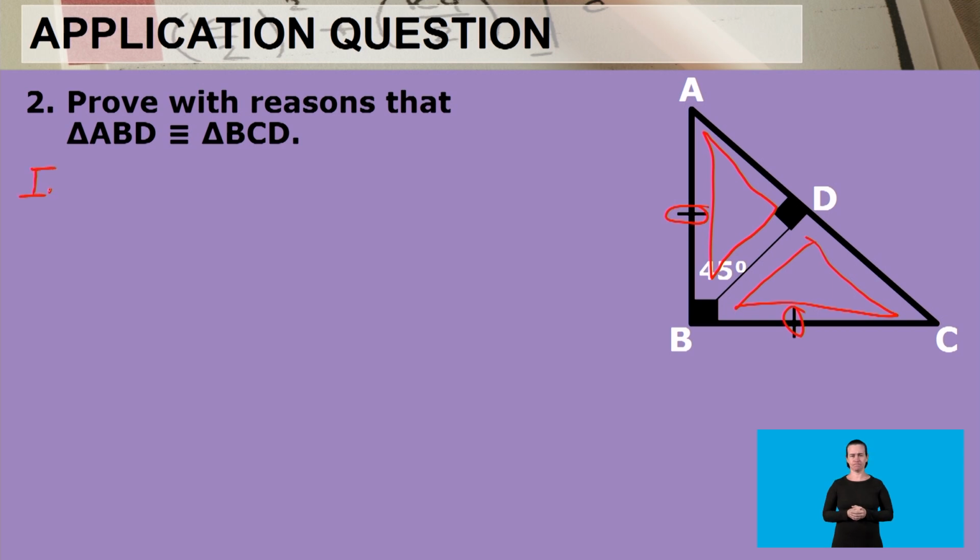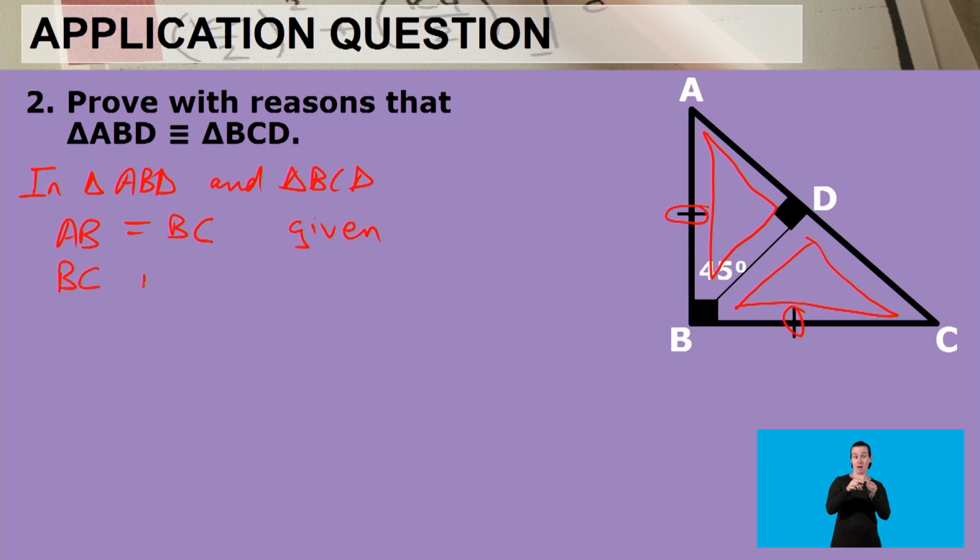So in triangle ABD and triangle BCD, what are we looking at? We have side AB equals side BC, and that we have been given because there is a marking there. And again, both triangles have the side BD, which is common. So we'll then say BD is common for both triangles.